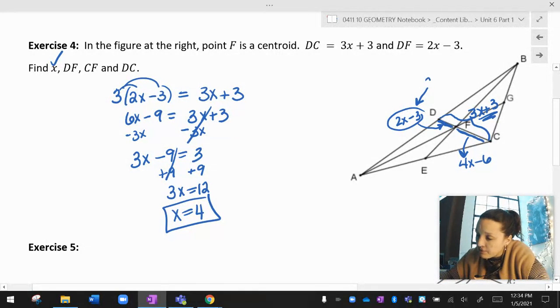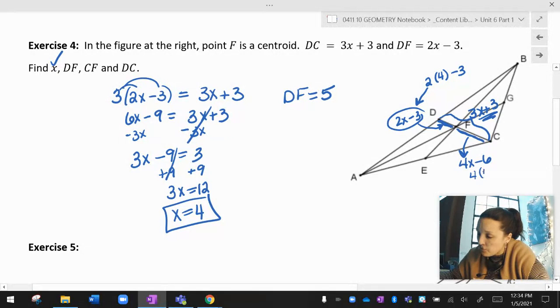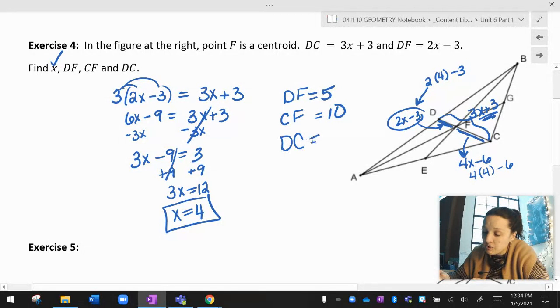Well, DF was 2 times x minus 3. So 2 times 4 is 8. 8 minus 3 is 5. So DF is 5. CF. Well, CF is 4x minus 6. So 4 times 4 minus 6 is 16 minus 6. That's 10. And then DC, which is the whole thing, would be 15. Awesome.